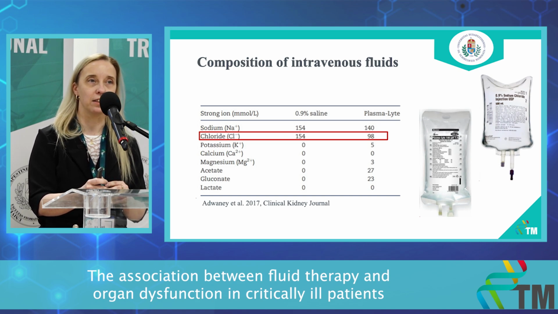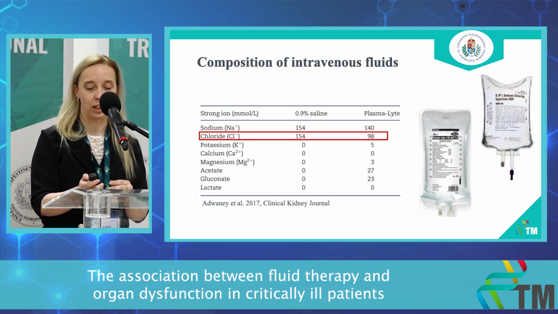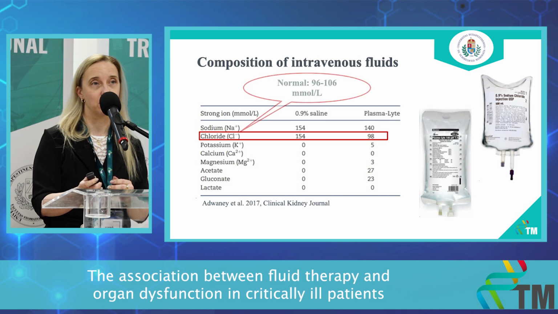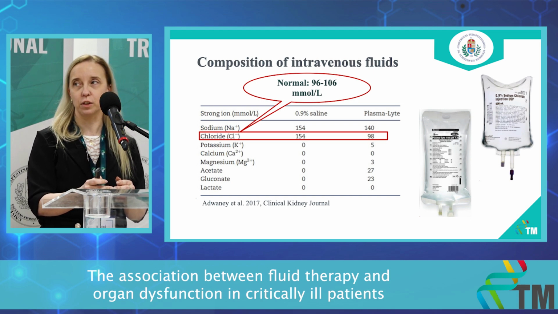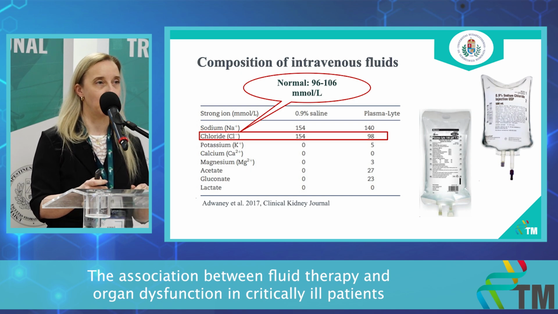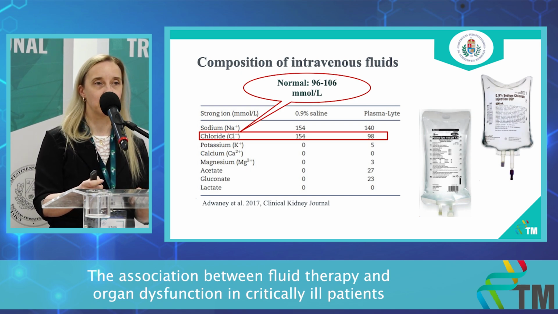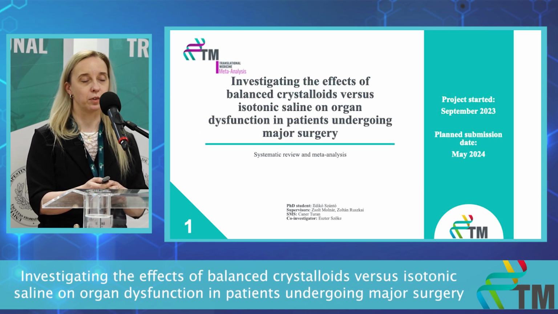0.9% saline, or isotonic saline, is representative of unbalanced solutions. The problem is its chloride concentration. As you can see, the chloride concentration of isotonic saline is about 50% higher than that of balanced crystalloids or the blood. This excessive chloride intake can be harmful for the patient, causing serious metabolic acidosis or arrhythmias. So let's have a closer look at our first topic, which is a systematic review and meta-analysis.